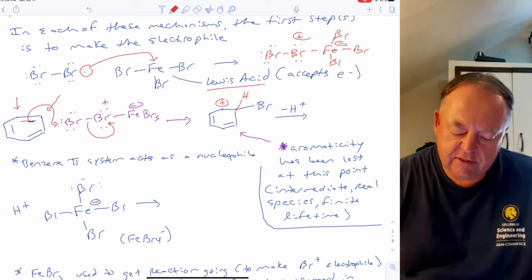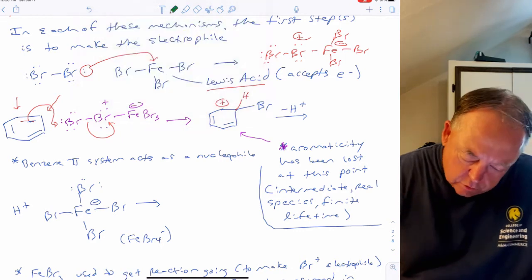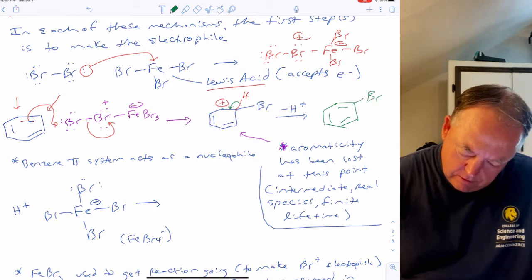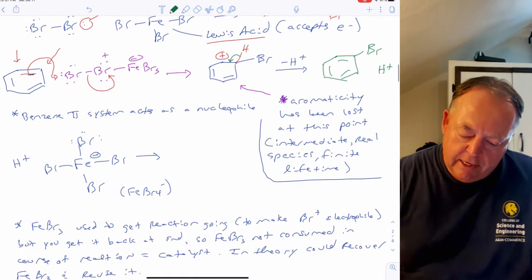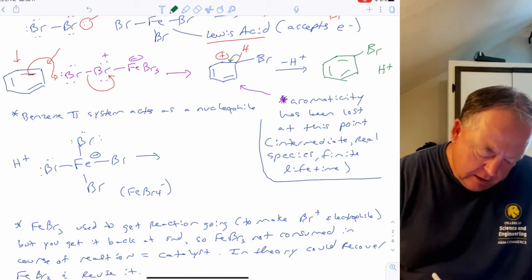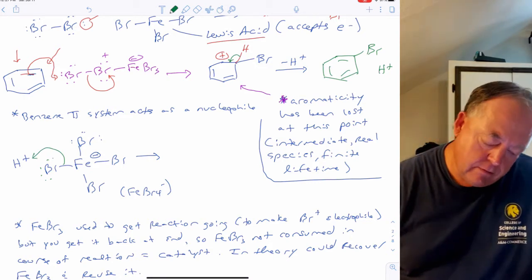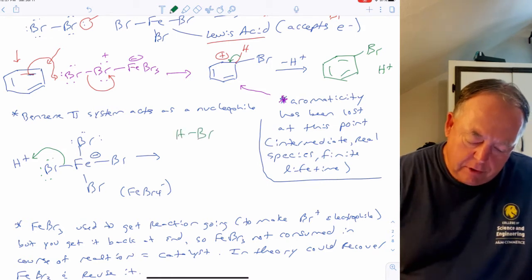It would like to re-achieve its aromaticity, and the way it does that is it loses a hydrogen atom. So we'll take these 2 electrons in the CH bond and use them to remake your benzene ring. So now you've got bromobenzene and the H plus that you just lost. Now you've re-achieved your aromaticity. And the H plus that you lost will react with the FeBr4 minus. So Br minus comes off of FeBr3, so you get your FeBr3 back, and you get HBr as a side product.